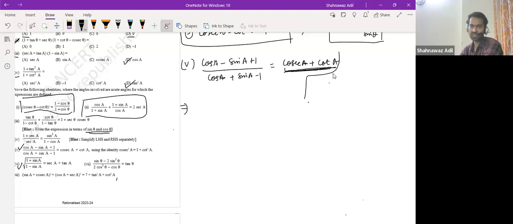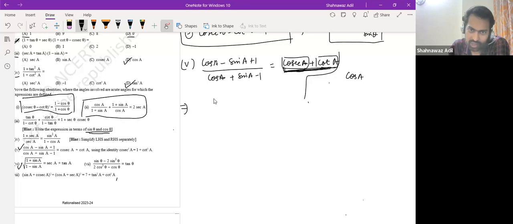How can we change it? I have to write all these terms in cosec or cot. So how can I do that? Okay, let me simplify the question. I have this cos A, so I have to change it to either cosec A or cot A. What should I do with this cos A so that I can change it to either cosec A or cot A?